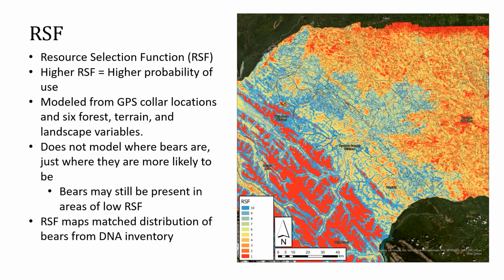It is important to note that our RSF maps match the distribution of bears from our DNA inventories. Looking at this map here, we can see that our higher RSF values are in blue and our lower RSF values are in red. Our higher RSF areas include the Front Range of the Rockies and along valley bottoms. Lower RSF values include mountain peaks and as we go further east.